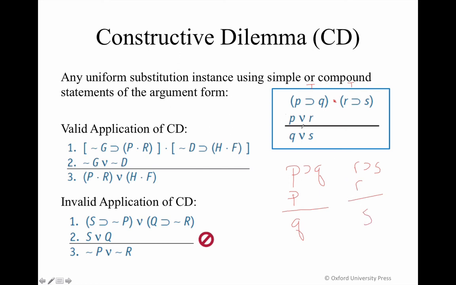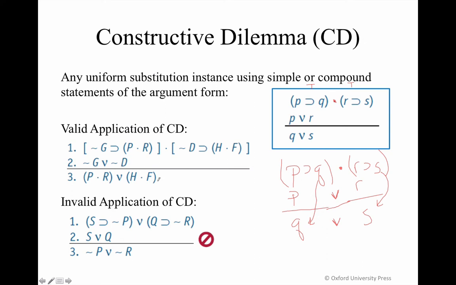But notice here in premise 2, we're saying one or the other is true. Maybe both are true. We don't know, but at least one or the other is true. Therefore, one or the other of each of these consequents is true. Right? So affirm, affirm, infer, infer. Now, take a look at the example of the valid application.